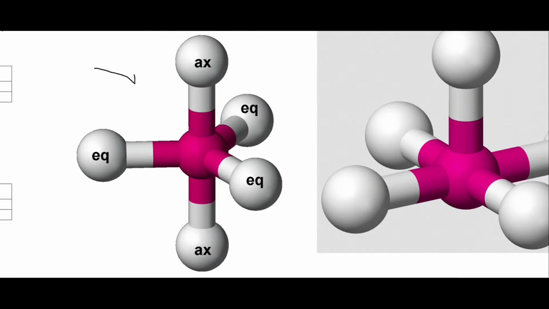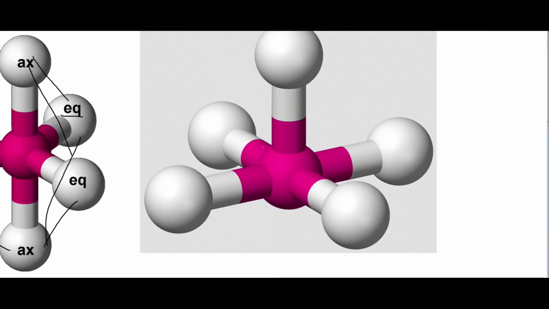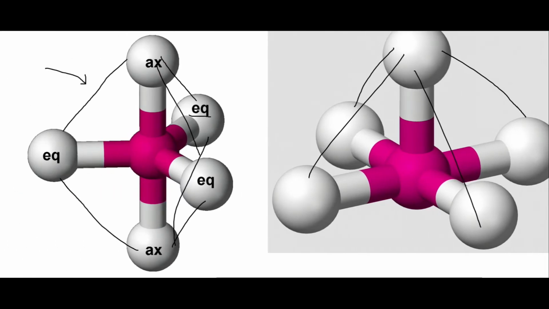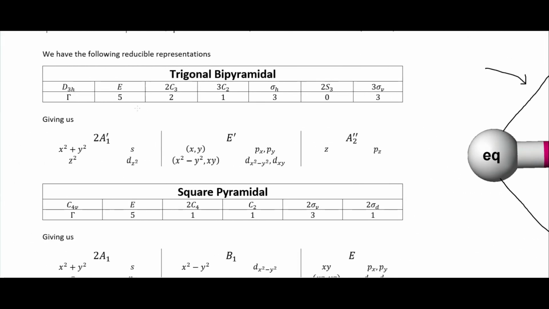So this is the trigonal bipyramidal, and it's trigonal because we have 3 bonds in the equatorial part of the molecule, and it's bipyramidal because these form sort of 2 pyramids on top of each other like this. And this is the square pyramidal because this forms a square, and then if we drew a line from this going down to there, we get a pyramid that has a square base. And so we have the trigonal bipyramidal, which gives us these orbitals here, and the square pyramidal, which gives us these bases right here.